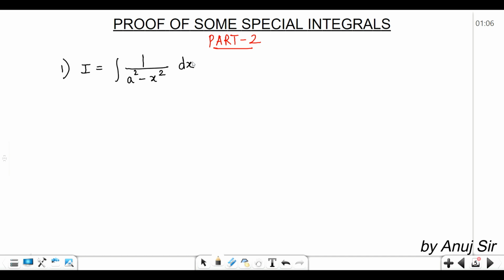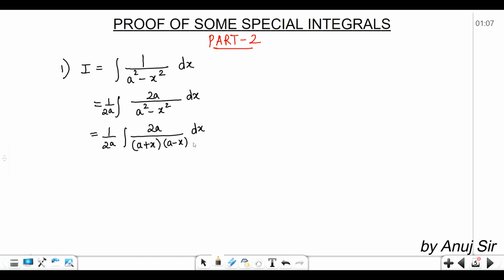Okay, so for this, we will use the same method that we applied for the second proof in the last video. We will split the numerator. Before splitting the numerator, we have to multiply and divide by 2a, so that gives you a square minus x square again in the denominator. Now in the denominator we can apply the same formula, a square minus b square, that gives you a plus x and a minus x dx.